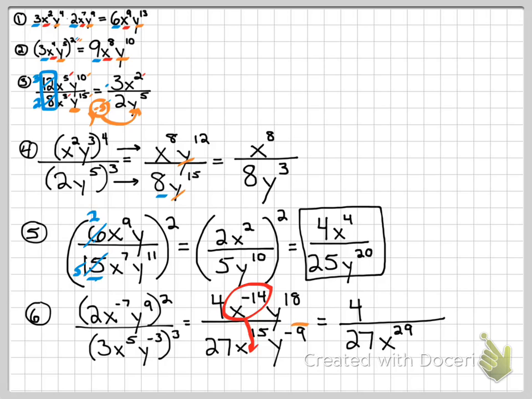Same idea with the y to the negative 9. It's on the bottom, and it says negative, so I need to move it to the top. Since there's already 18 of them there, and I'm moving 9 more, that'll give me y to the 27th on the top. And this is my answer. So this should get you through the beginning of exponents. This should definitely get you through worksheet 1.